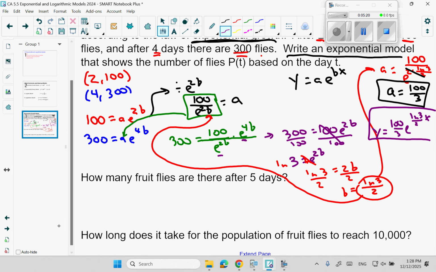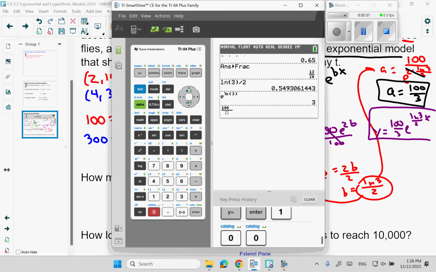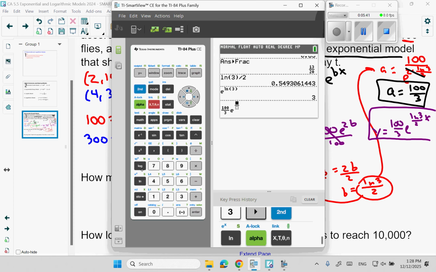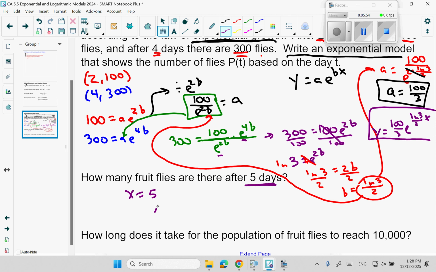And then here it says how many fruit flies are there after 5 days. I'm just going to plug in 5 for x into my equation that we just created. So for y equals 100 over 3 e to the, we have a fraction, natural log of 3 over 2 times 5. And we get about 519.6, so I'd say about 520 flies.